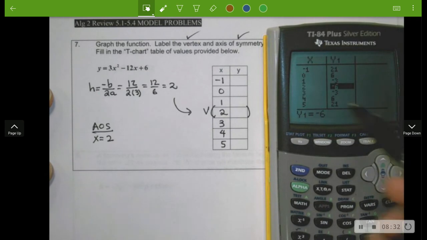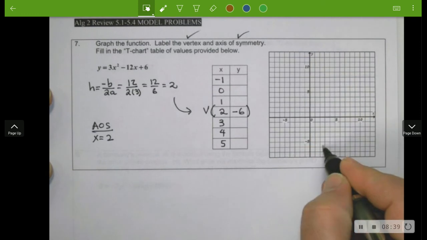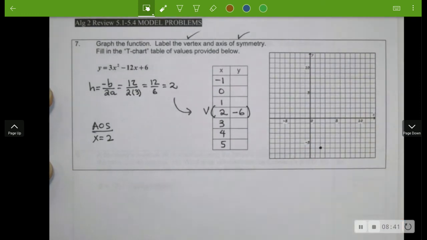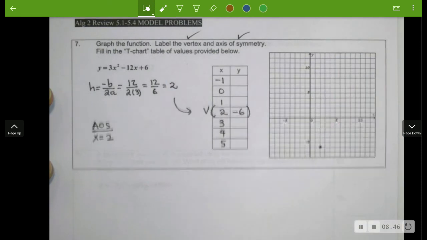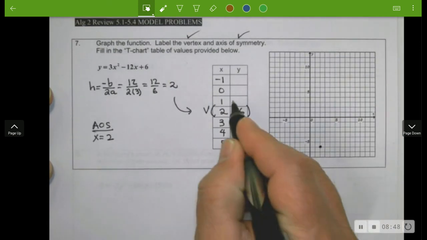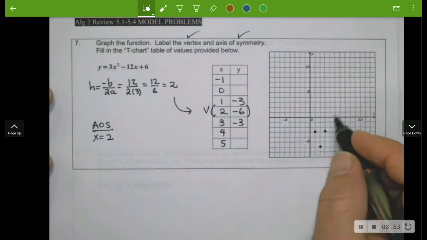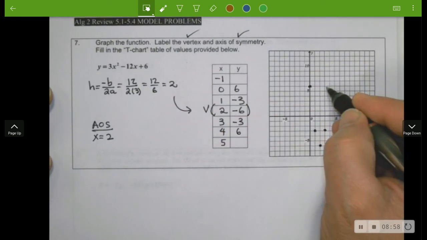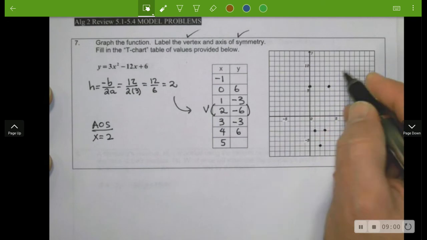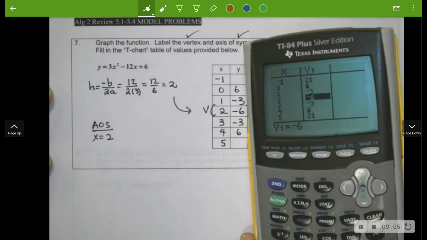The k value, that's the other half of our vertex, is -6. So you go 2 to the right and 6 down. There's your vertex. And then we had on either side of that, we had -3 for the height. And then it goes to a height of 6. And then it goes to a height of, you can see it here on the last one, 21.